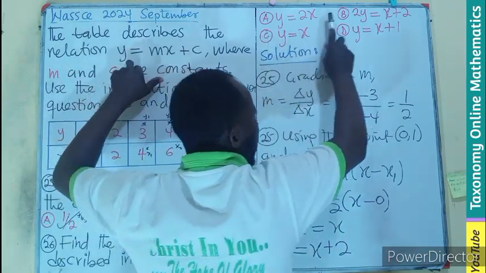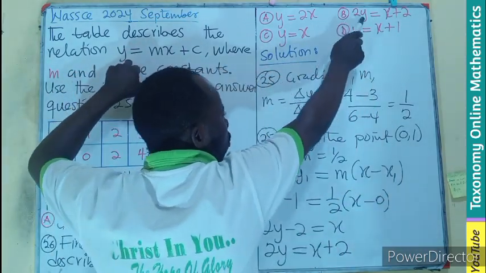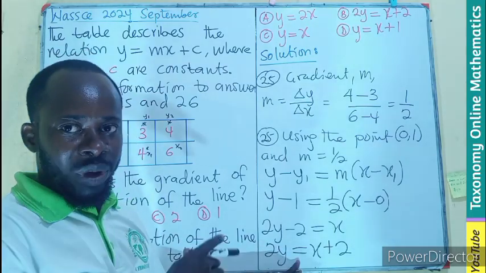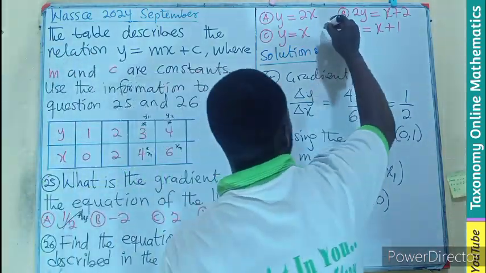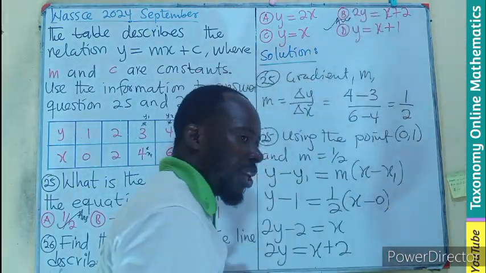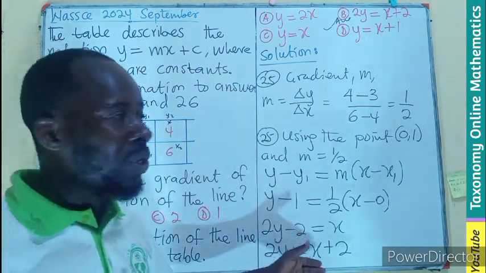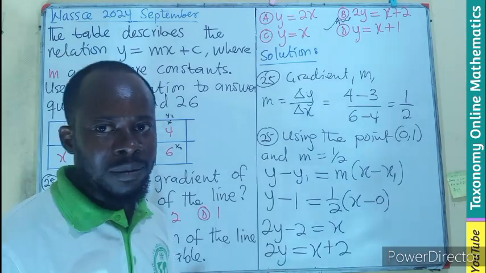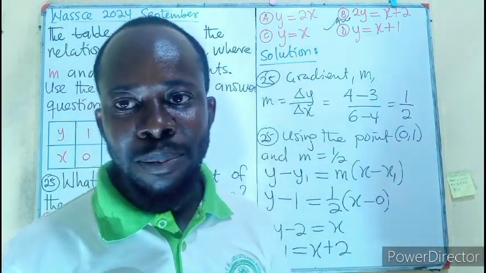By looking through the options, we can see 2y = x + 2 is exactly what we are seeing here. So we can end it here and say our option is going to be option B. That will be the equation of the line described by this table. I guess you get a concept employed in this.